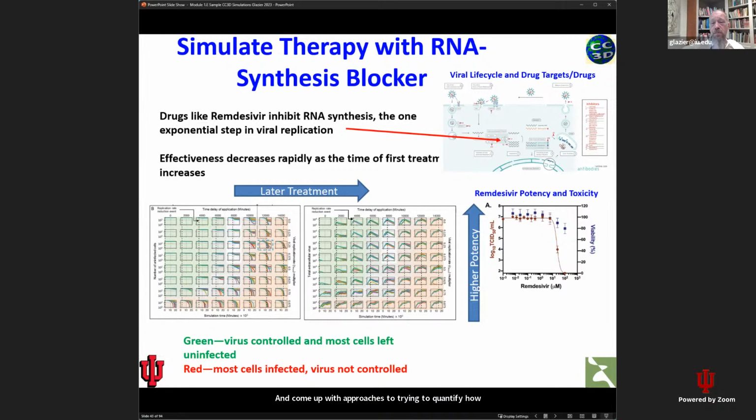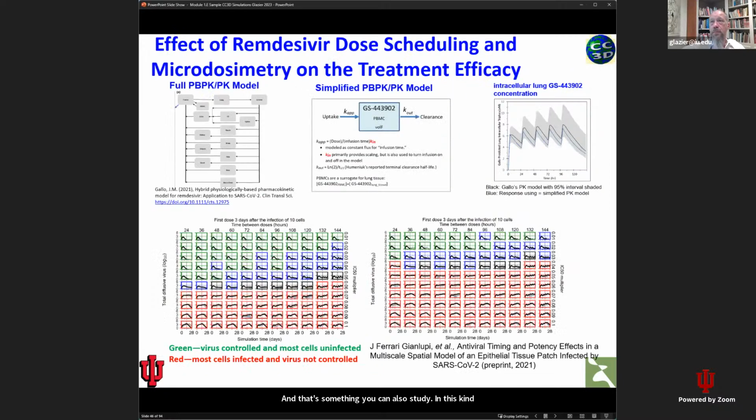There's a huge amount of variability individual to individual, and that's something you can also study in this kind of simulation. One of the things that we wondered about was how often you'd have to treat with a particular drug. This is a simulation of remdesivir that Giuliano, who's going to be helping with this class and giving some lectures, worked on in his PhD work.